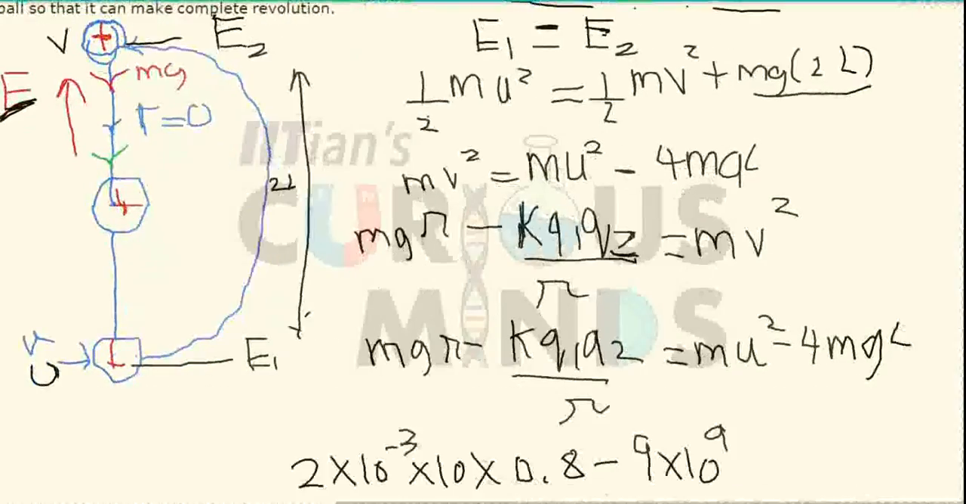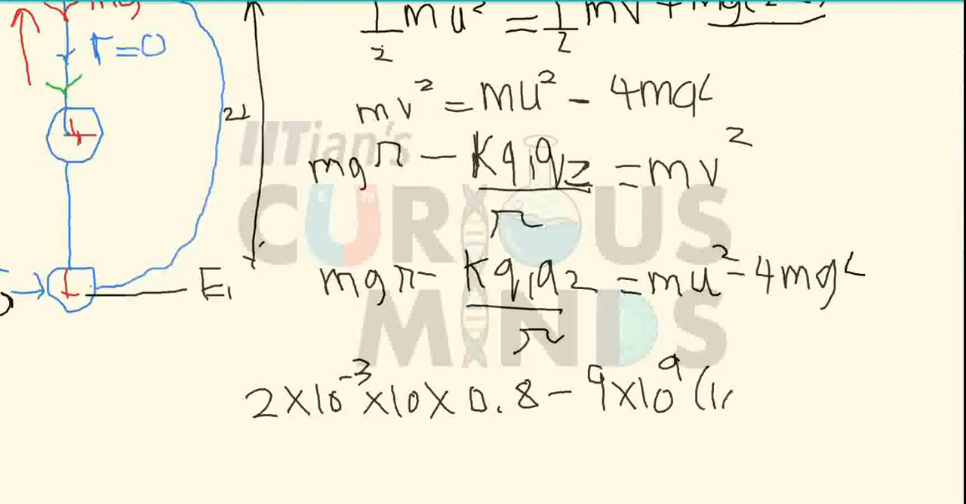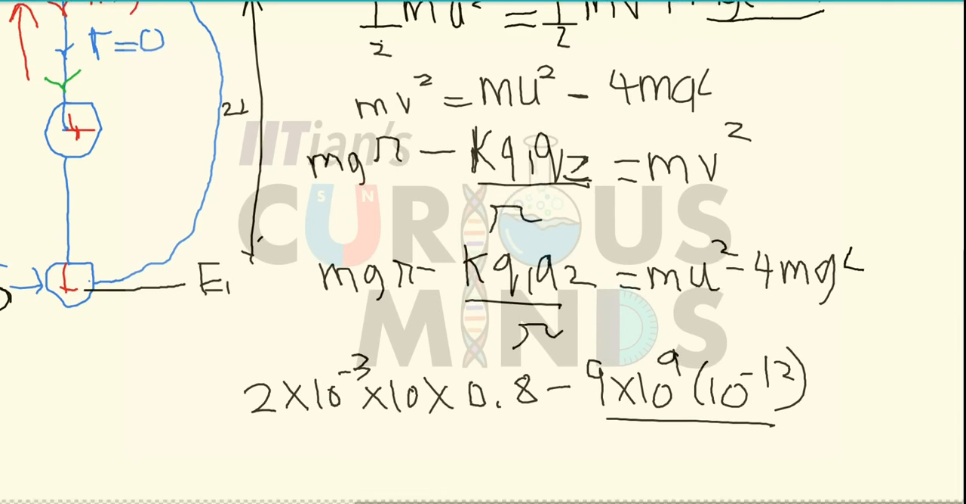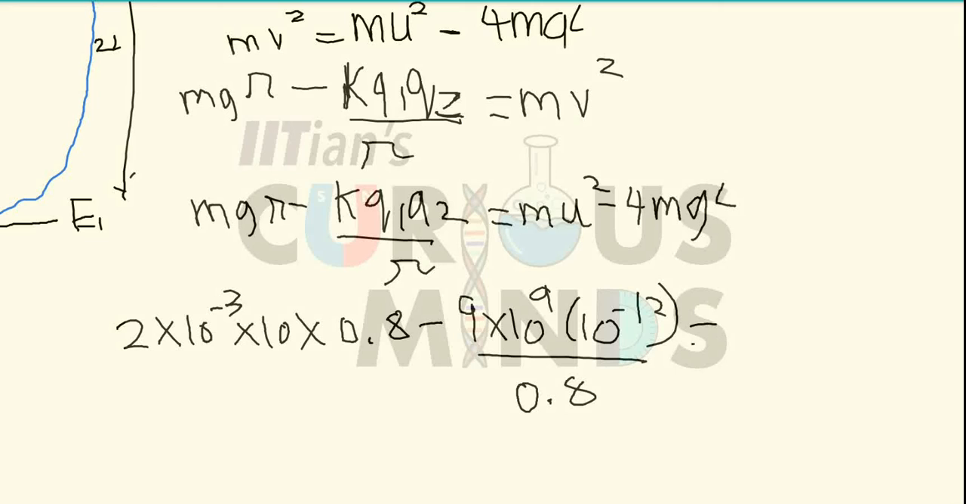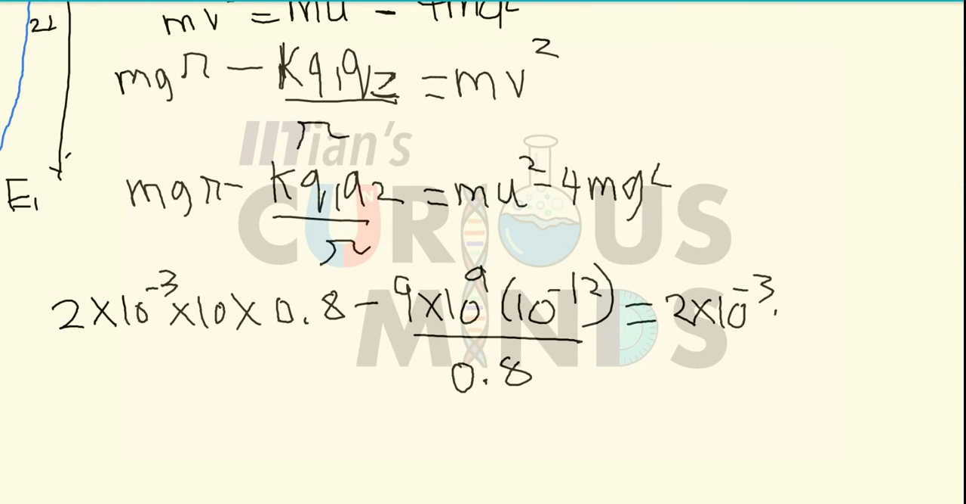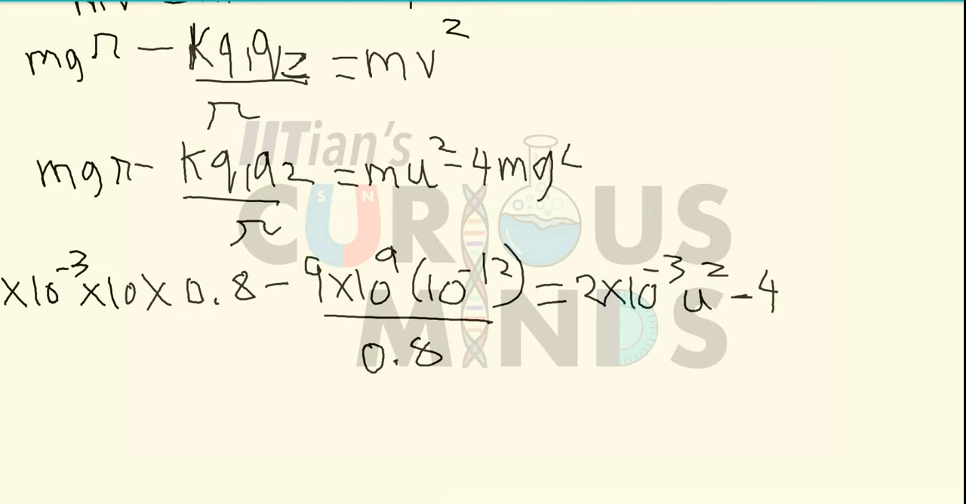So 1 microcoulomb squared, micro will be equal to 10 raised to minus 2 divided by 10 raised to minus 6 squared, which is 10 raised to minus 12 divided by r. The length of the string is equal to 0.8, so this is equal to 0.8 times mass. The mass is given as 2 into 10 raised to minus 3. I do not know the value of u, let it be u square minus 4 into mgl. When I shift it to the left hand side, it will be plus 4 into mgl.